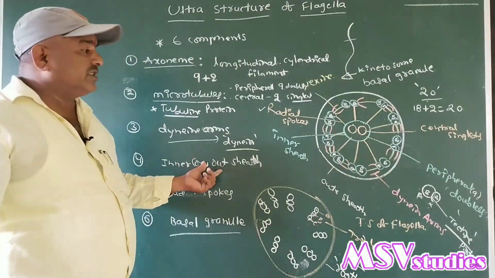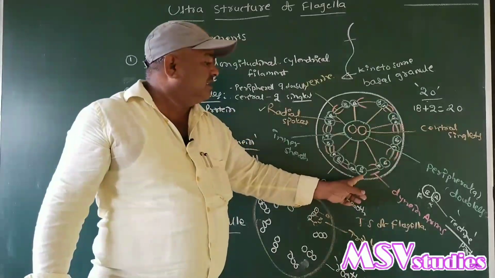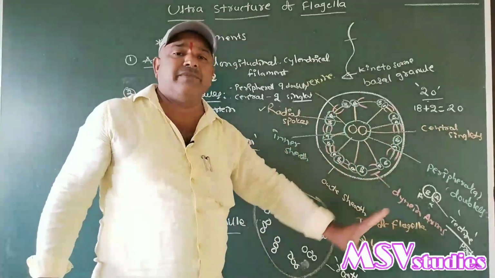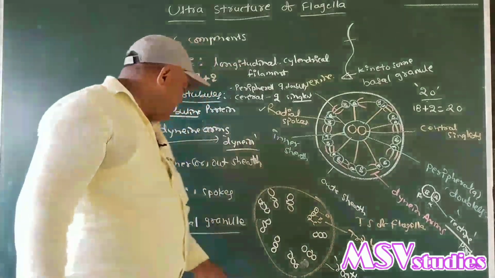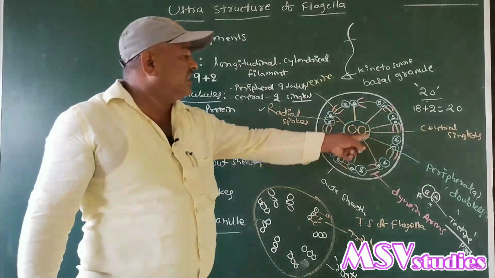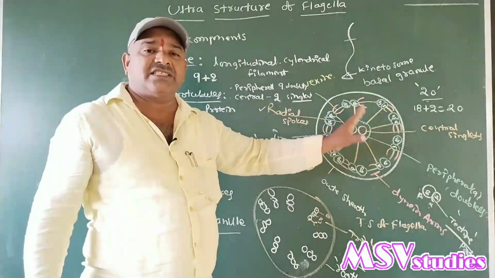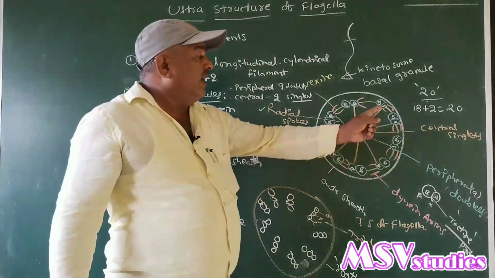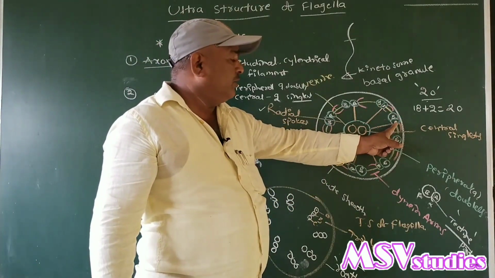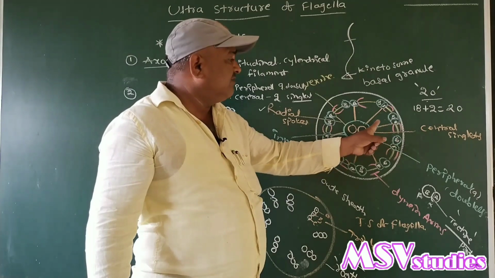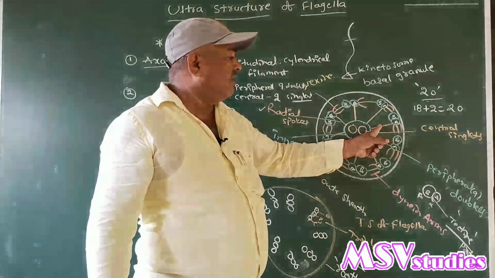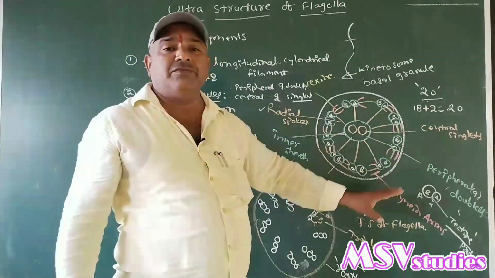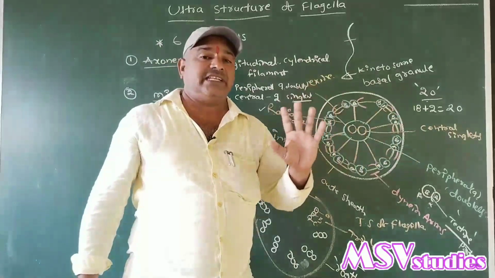And inner and outer sheath. The outer sheath covers the peripheral microtubules at the axoneme area. It is an extension of the plasma membrane of the basal granulae. And next, the inner sheath: the central singlets are covered with an elastic inner sheath. And next, radial spokes. The A microtubule is connected with the inner sheath by elastic fibers, called radial spokes. They also restrict the bending of the peripheral microtubules whenever the flagellum moves.